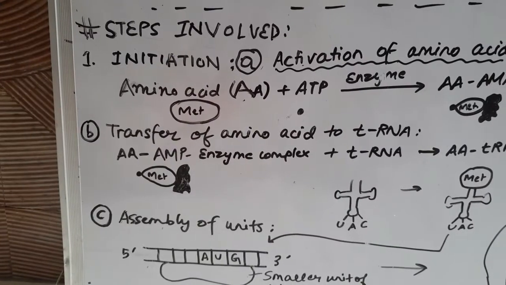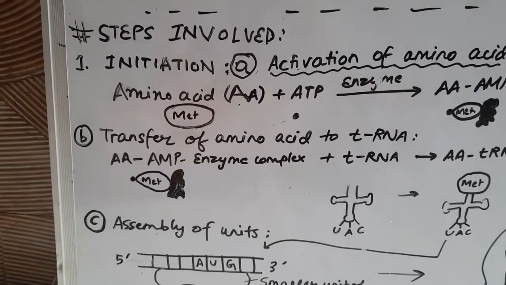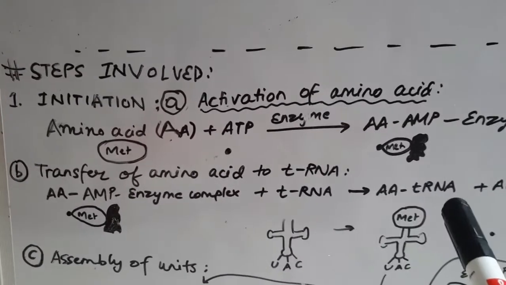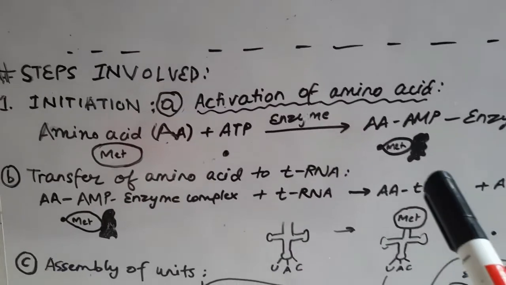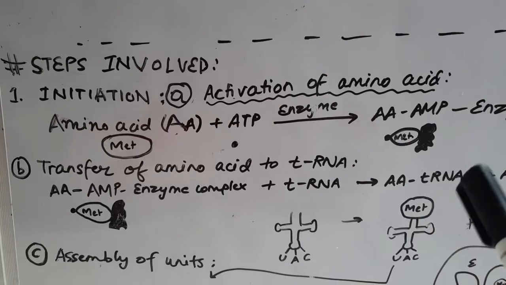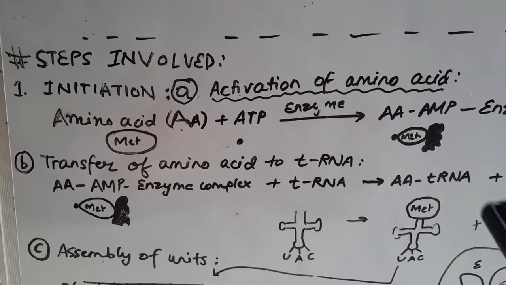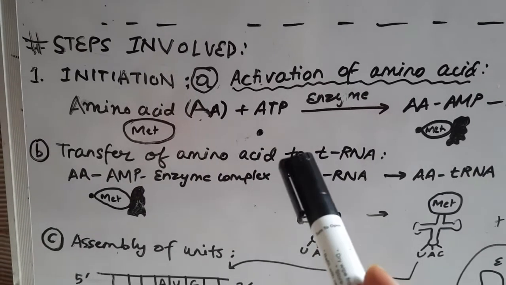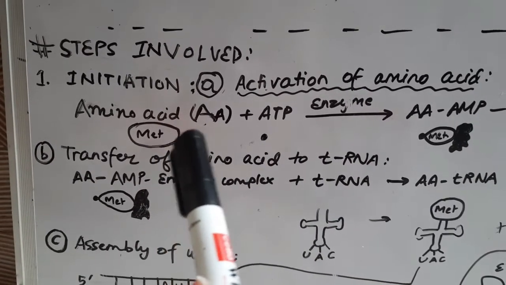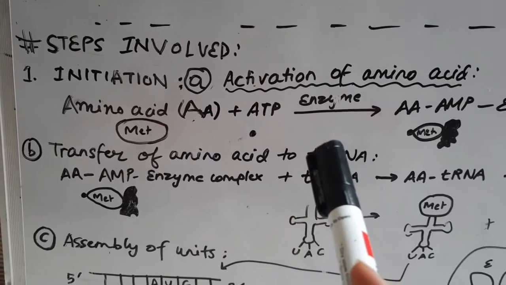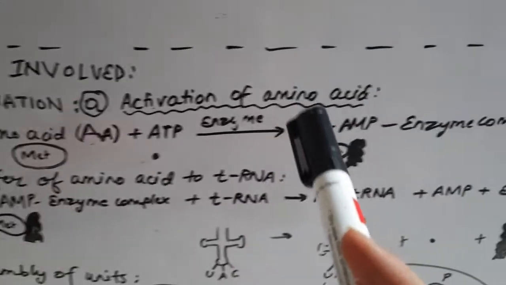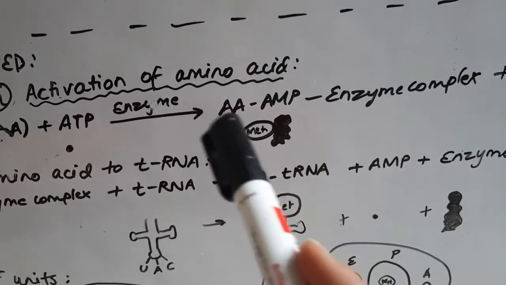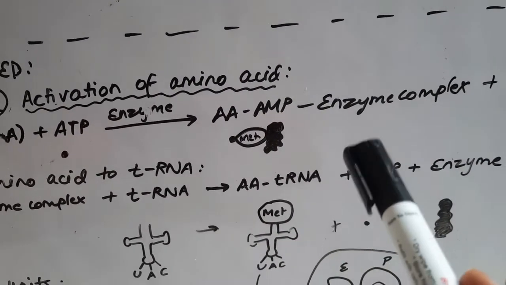Now let's study the steps involved. The first step is initiation. In that too, step A is activation of amino acid. To transfer an amino acid to the tRNA, we need to activate it first. How will we activate it? By using the energy currency, that is ATP or adenosine triphosphate. When any amino acid gets the ATP, it gets activated in the presence of the enzyme and it will form an AMP enzyme complex, that is amino acid monophosphate enzyme complex.